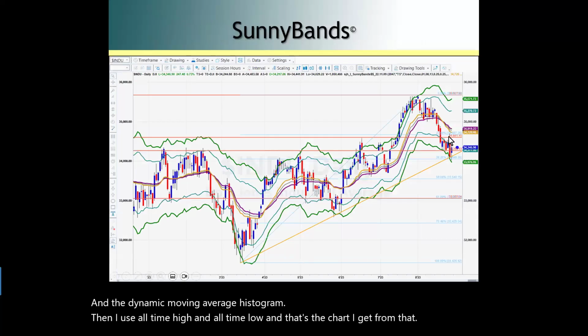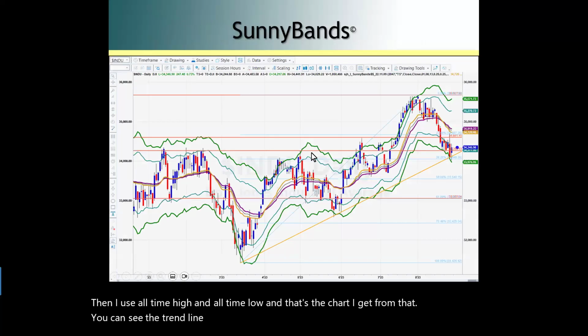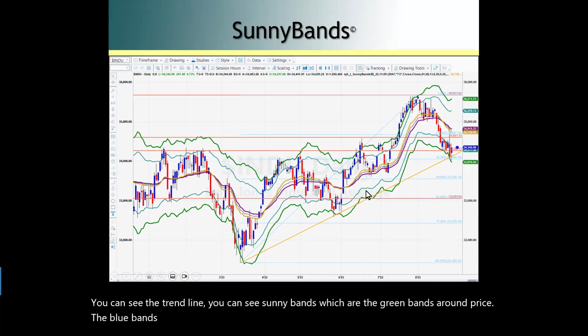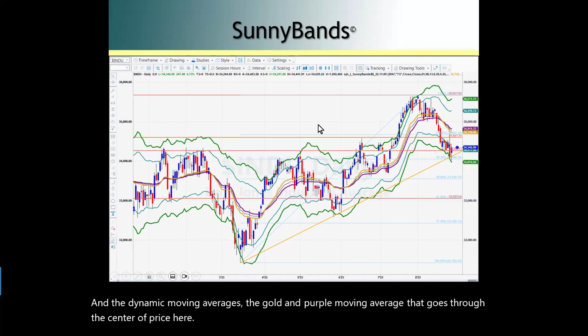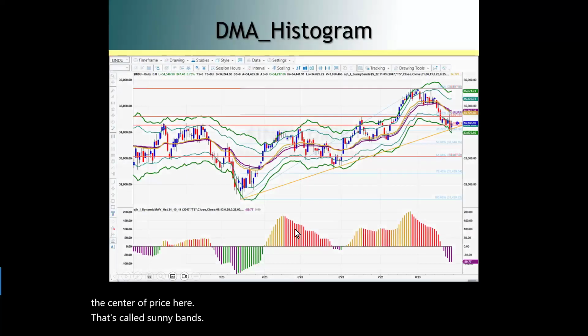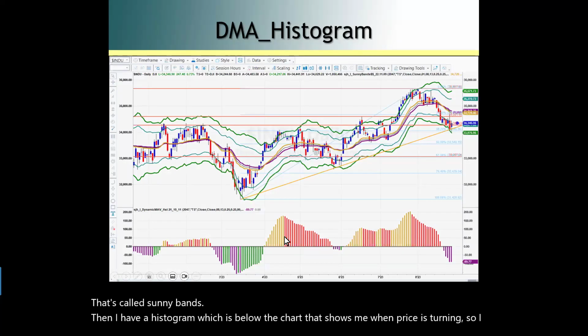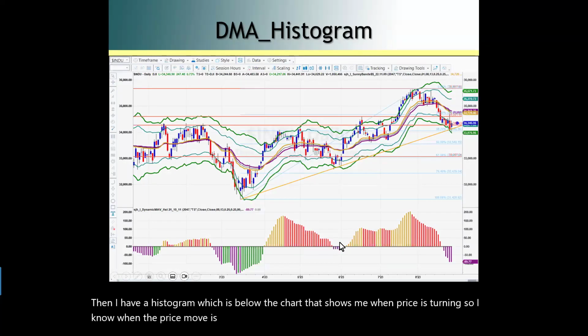You can see the trend line. You can see SunnyBands, which are the green bands around price, the blue bands that are interior to that, and the dynamic moving average is the gold and purple moving average that goes through the center of price here. That's called SunnyBands. Then I have a histogram, which is below the chart, that shows me when price is turning. So I know when the price move is over and heading the other direction.